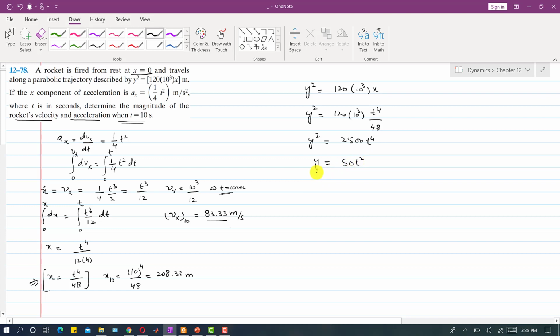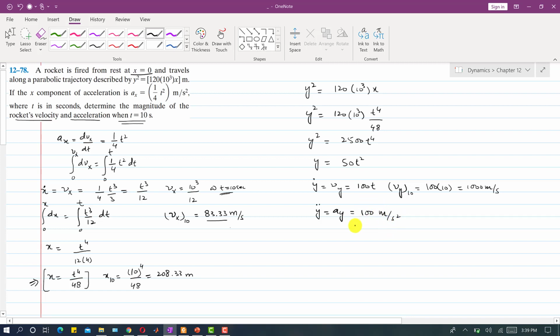Now when we take the derivative of this, we get y dot, which is the velocity in the y direction, and the derivative is 100 t. To find the velocity in the y direction after 10 seconds, we put t equals 10, so 100 into 10 is 1000 meters per second. Similarly, if we take the double derivative, we get y double dot, the acceleration in the y direction, which is 100 meters per second squared.